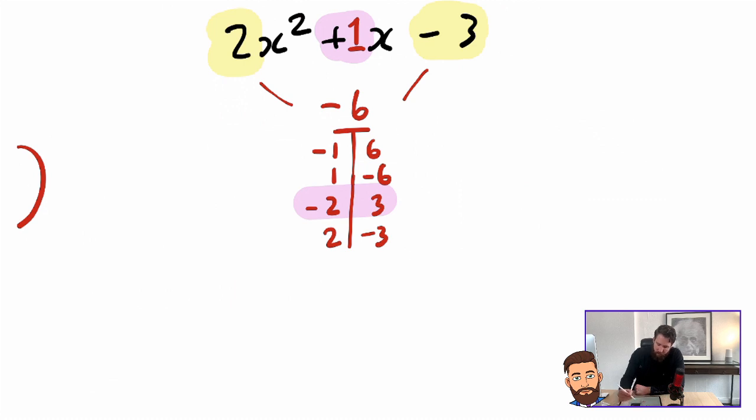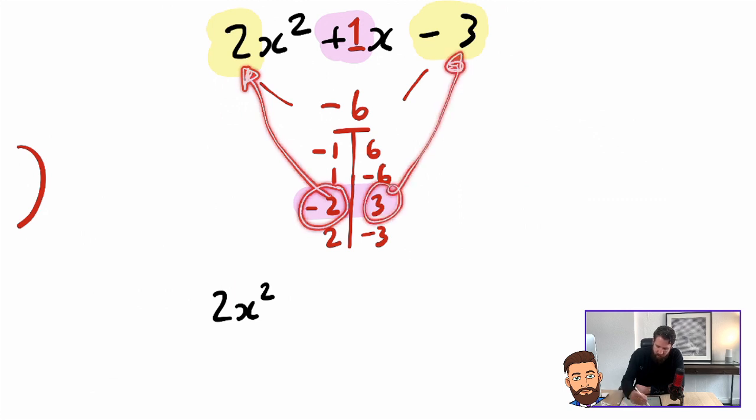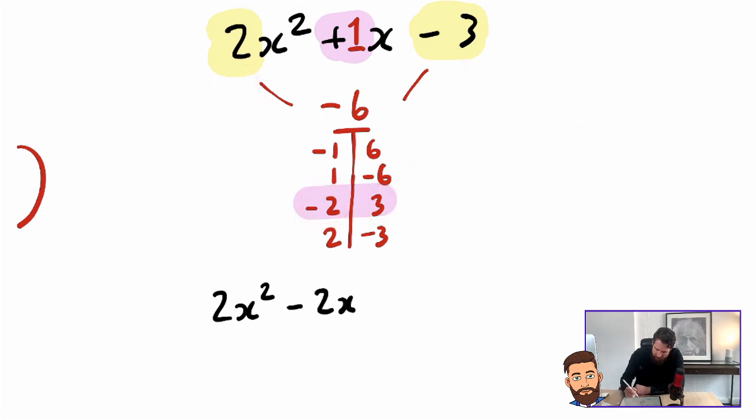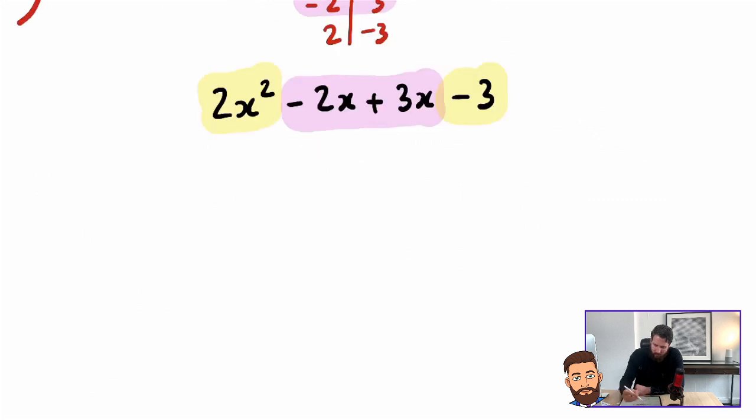If I rewrite out my quadratic, I will get 2x squared. Now again, make a decision. Look, this 2 goes much better with this 2, and this 3 goes nicely with this 3. So I'm going to write the minus 2x first, then the plus 3x, and then the minus 3. So again, what's happened? A has stayed the same, C has stayed the same. I've just replaced B with the factors that we found. Now we're going to split this down the middle, and we're going to factorize each half.